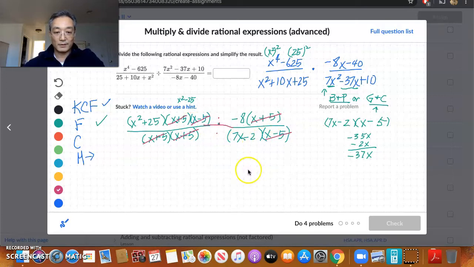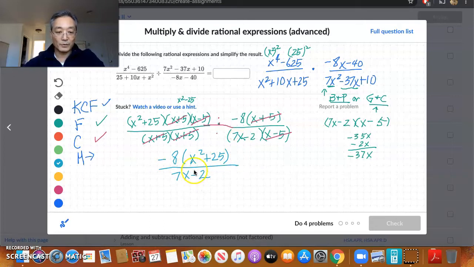And I think that's about it, right? So if we put these two together, that is the canceling part. So now if we multiply across, we're going to have negative 8 times x squared plus 25. Unfortunately we can't factor this because it's an addition, not a subtraction, right? Over whatever's left on the bottom, which is 7x minus 2.